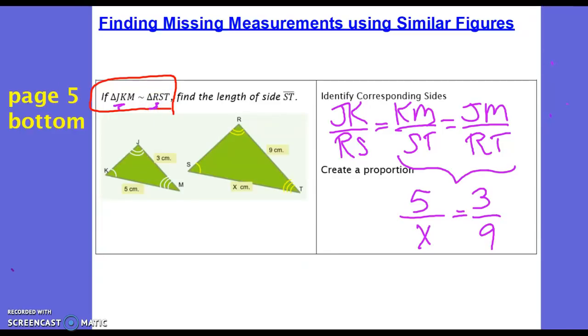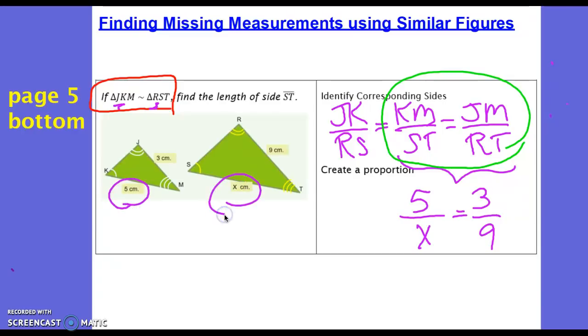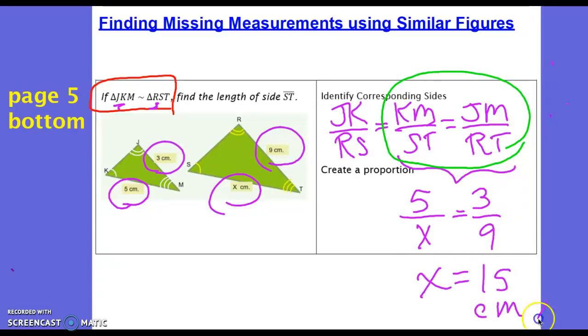So in that case, if I look at these last two, so I look at this proportion here and I fill in my values, I get 5 over X equals 3 over 9, because it says right here KM is 5, ST is X, JM is 3, RT is 9. And then we cross multiply on that and you'll get X equals 15 centimeters. So that's how you can use similar figures to find a missing side.